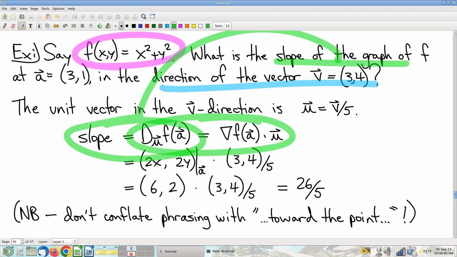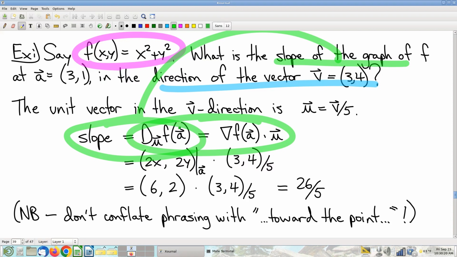So in some sense, the moment that you remove the ambiguity in the question of slope, you're going to have to effectively define what direction you're talking about. And once you have that direction defined, then it's just a question of finding your unit vector. Okay. All right. So here's the little tricky bit.